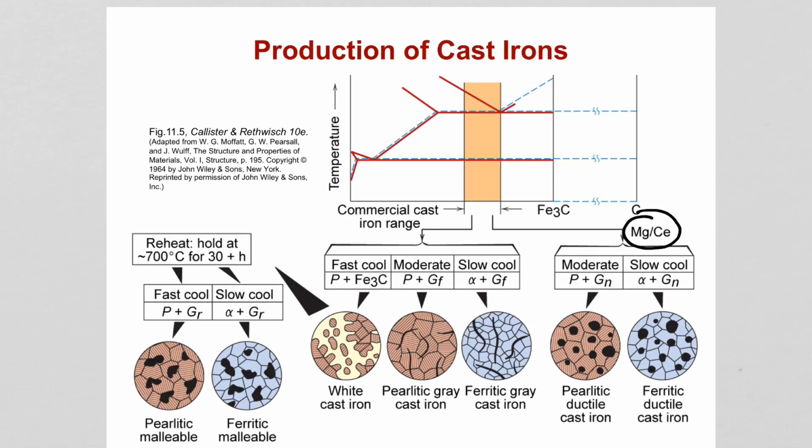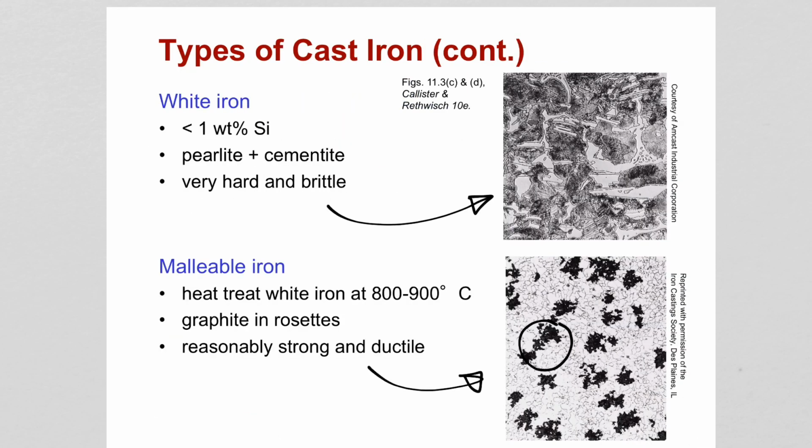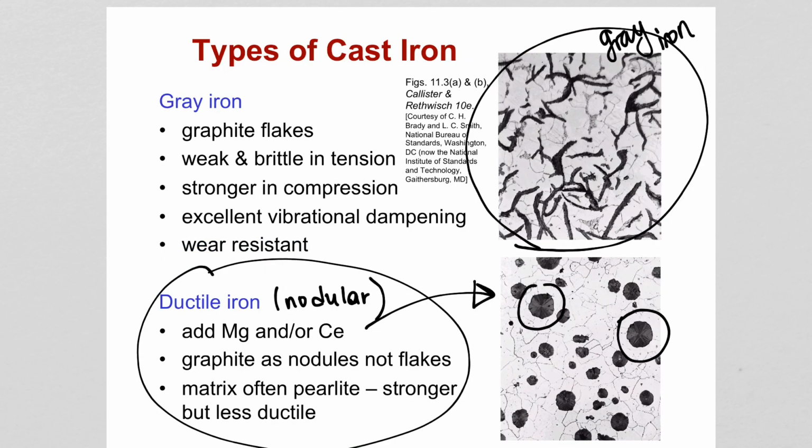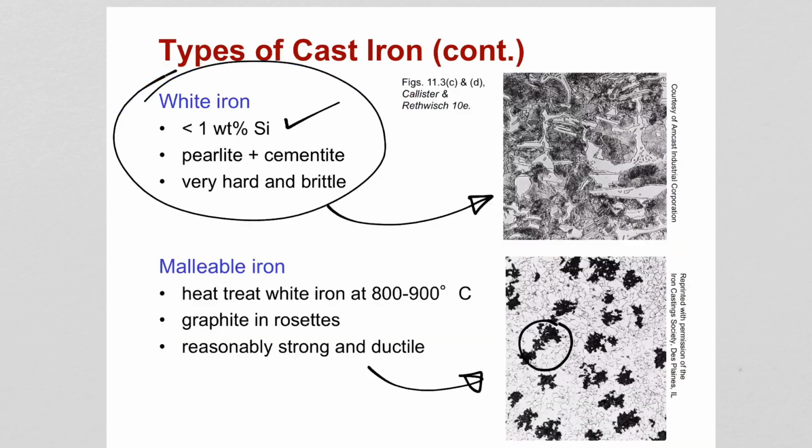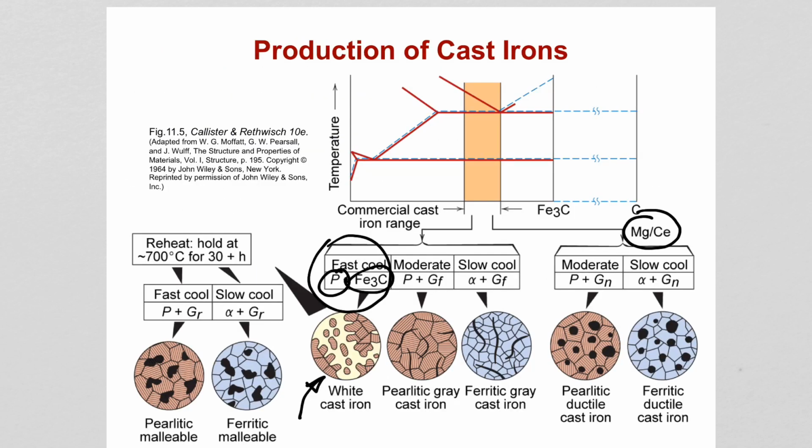If we do it without the addition of these elements, and we do fast cooling, remember, without the presence of silicon, we obtain white iron, which is cementite and pearlite. Let's take a look at the image here. The white regions seen on the background are pearlite, and these regions are cementite.